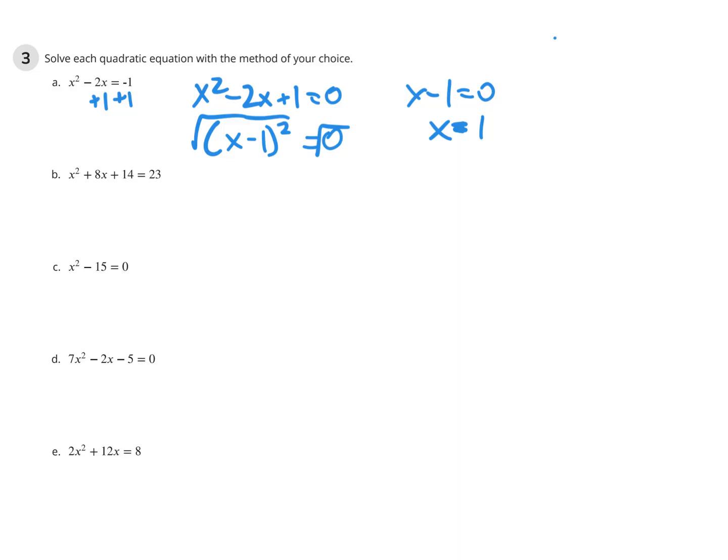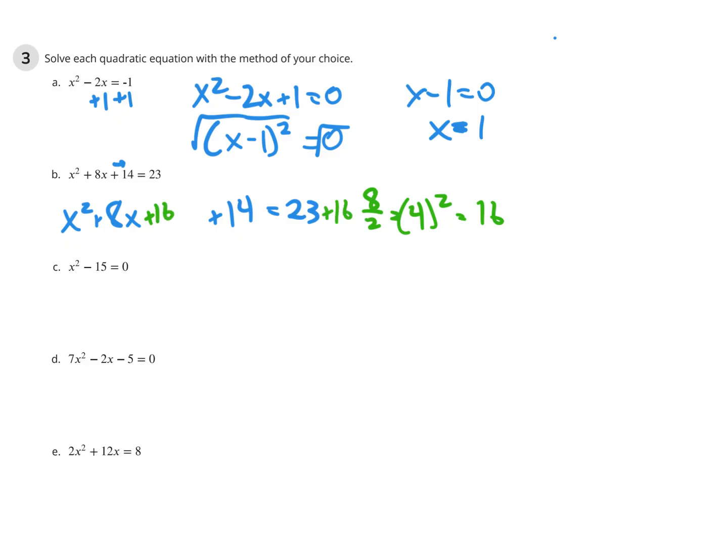All right. Now, let's see what we have here. If I move the 14 over, x squared plus 8x plus 14 equals 23. So I am going to complete the square here. So I've got to divide 8 by 2. I get 4. And then I square it. I get 16. So I'm going to add 16 to both sides. I know this seems like a lot, but it's really not that much. So the square root of 16 is 4. So this is x plus 4 quantity squared plus 14 is equal to 39.